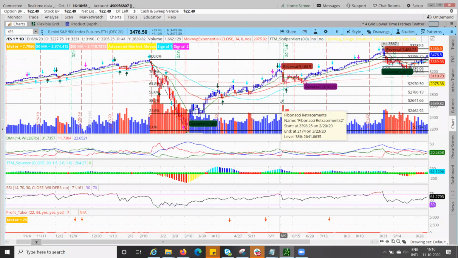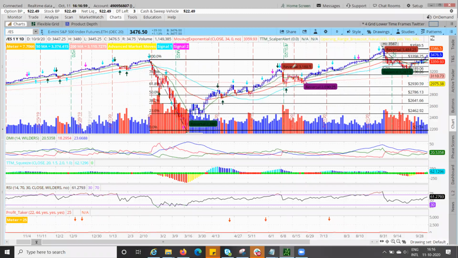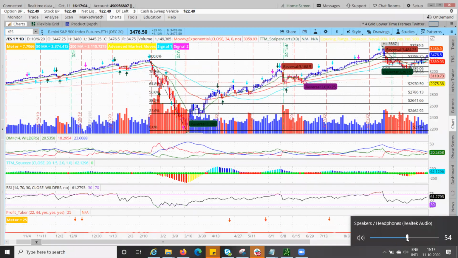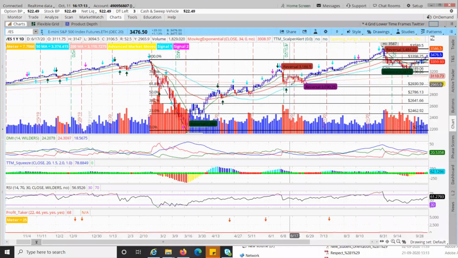Someone is asking in the chat, you're using the band on the blue candles, right? So what are those blue candle band things? The green, yellow, red you're talking about? This one or these ones?